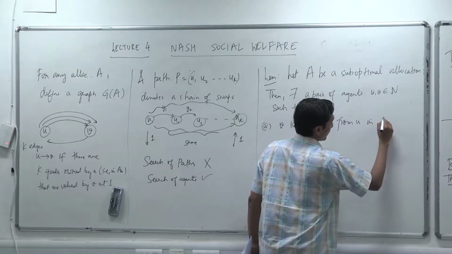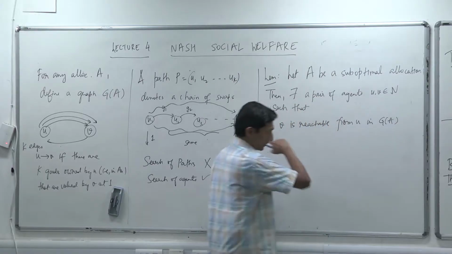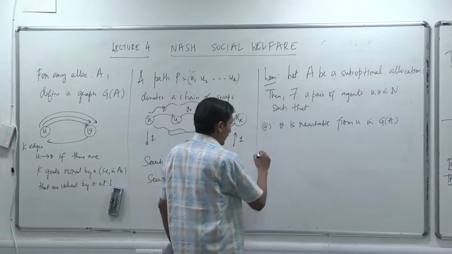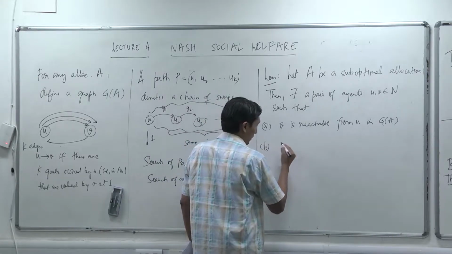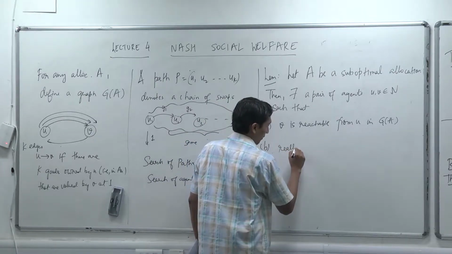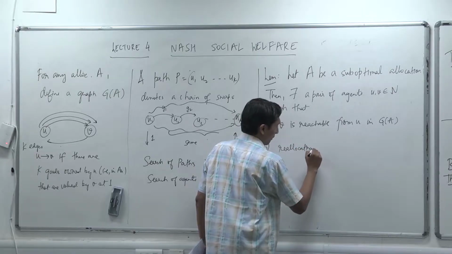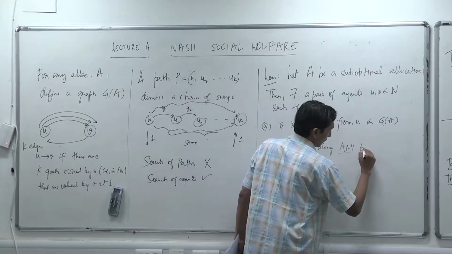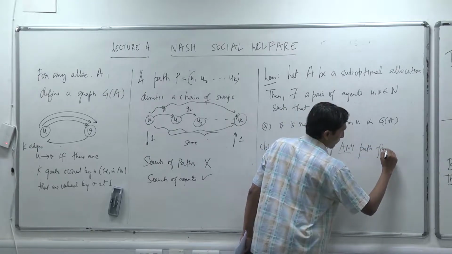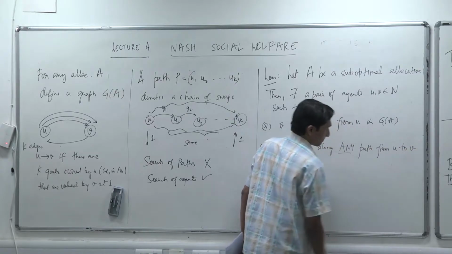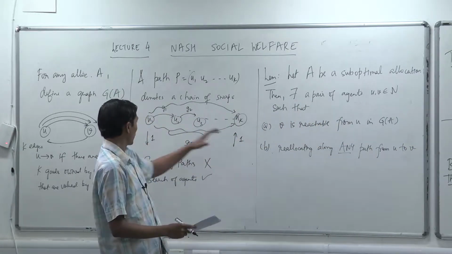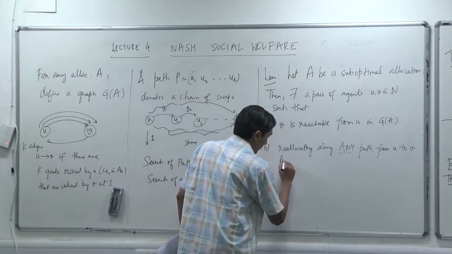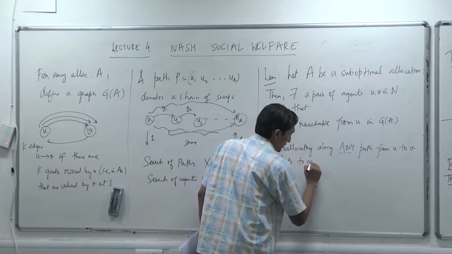From U in the graph G of A, this one. And reallocating along any path from U to V, any path from U to V in this graph, leads to an allocation A prime.